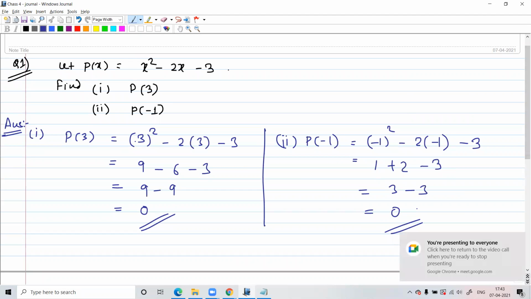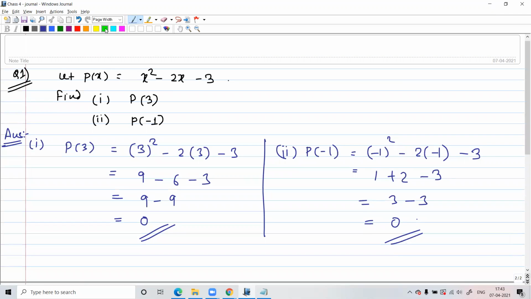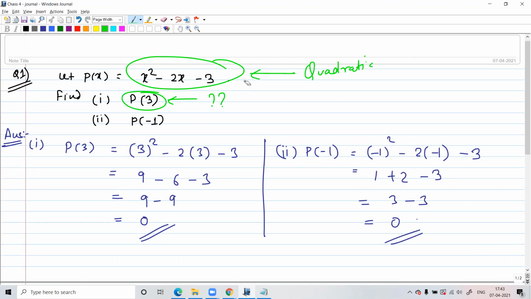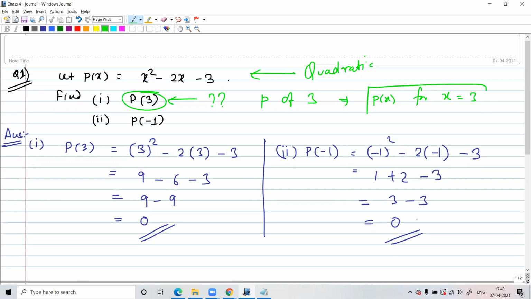But for now, what kind of polynomial is this? Quadratic. Yes, it's a quadratic polynomial. And what is this P? How do you read this? P of 3, sir. Yes, you read it as P of 3. What does it mean? It means you're finding the value of p(x) for x equal to 3.